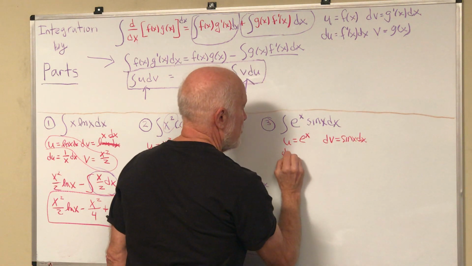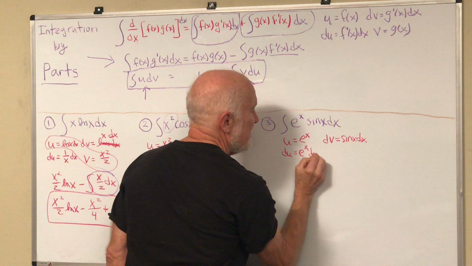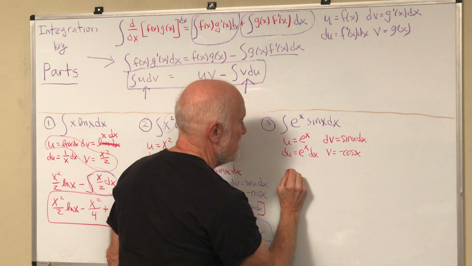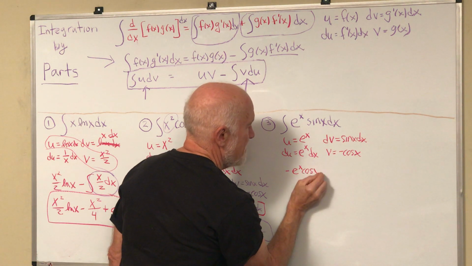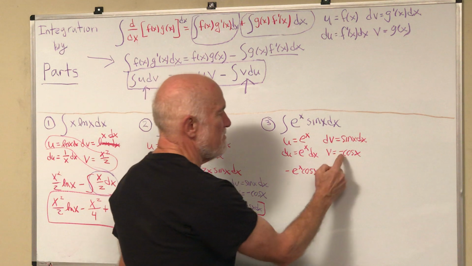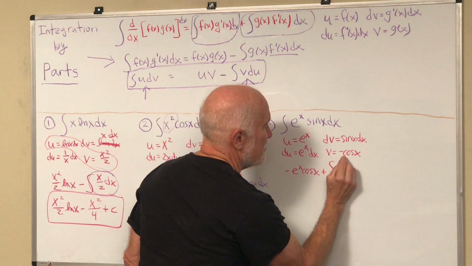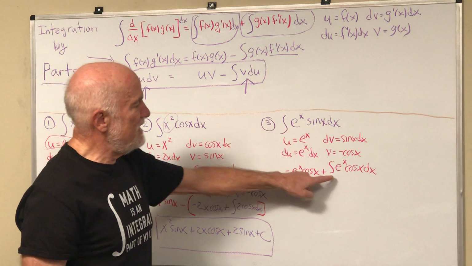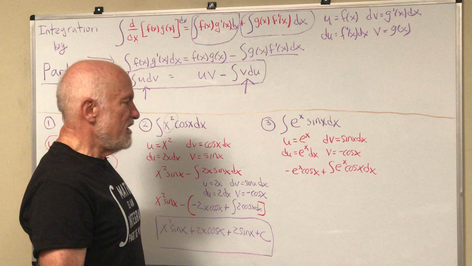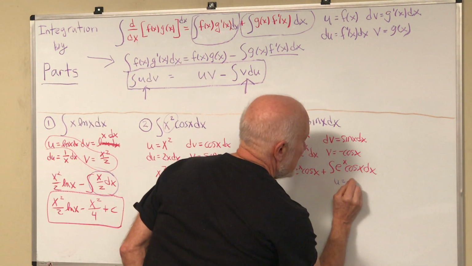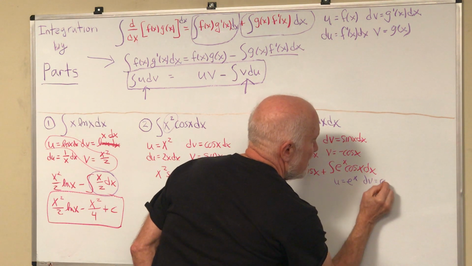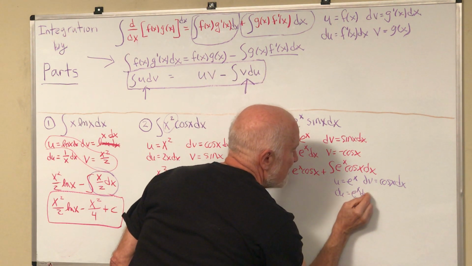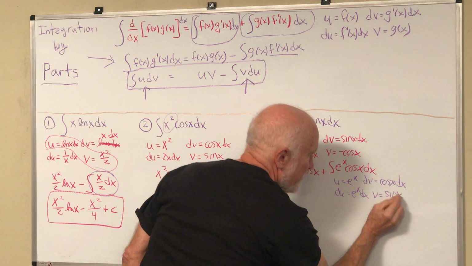and sine of x. So du is, the derivative of e to the x is e to the x. This is minus the cosine of x. So our formula says u times v, and then minus the integral of v du. So that minus times minus is plus the integral of e to the x cosine of x dx. And look at, we're kind of in the same shape that we started, but let's try it. Let's let u equal e to the x and dv be the cosine of x, just to see if it's going to work out.